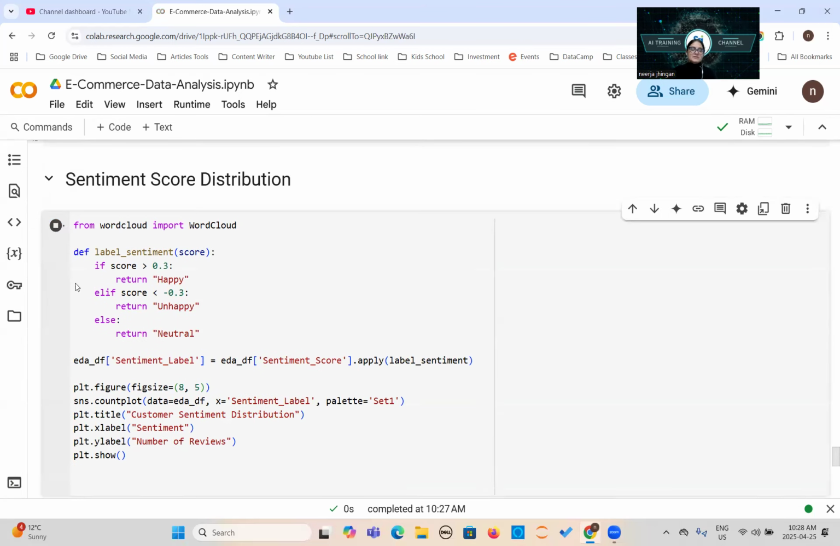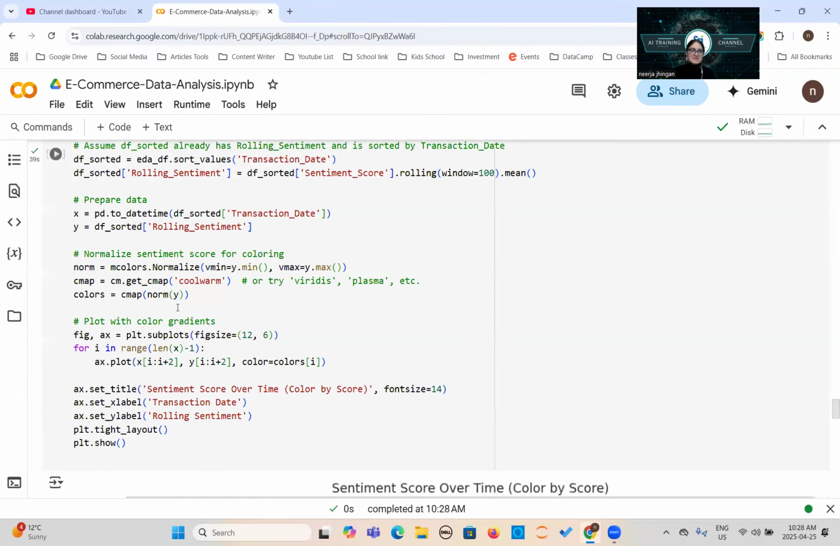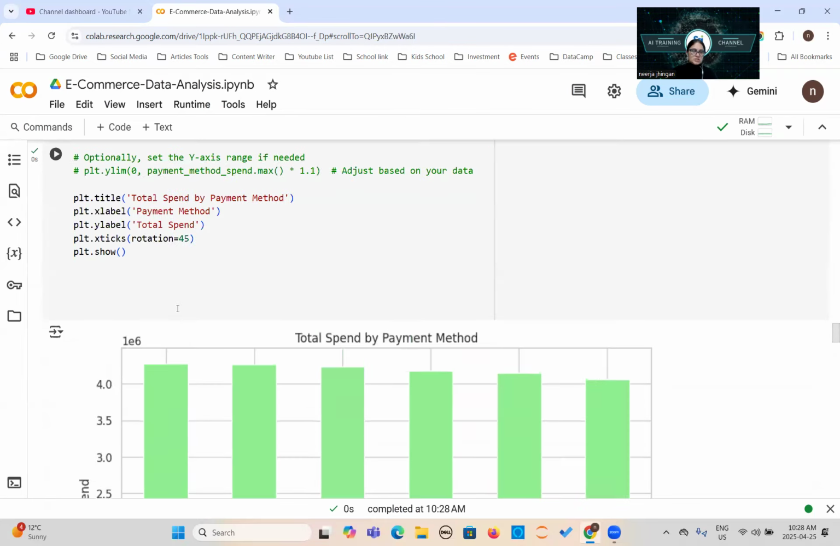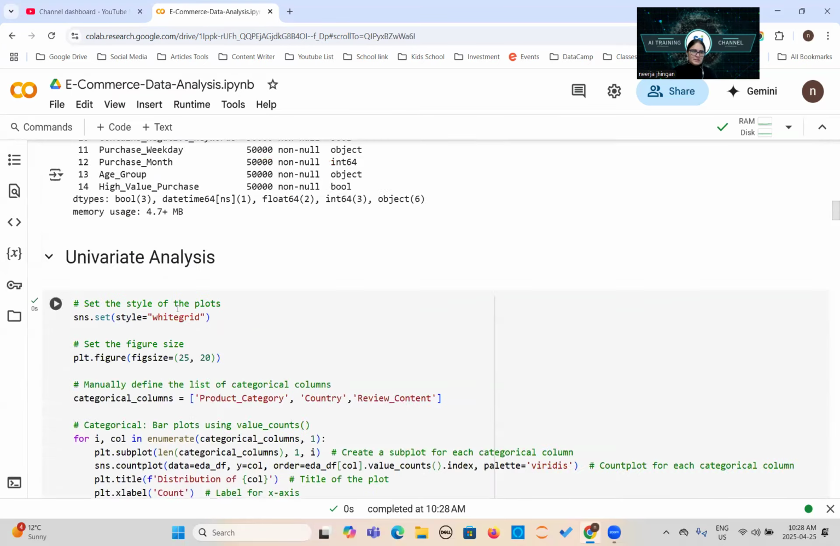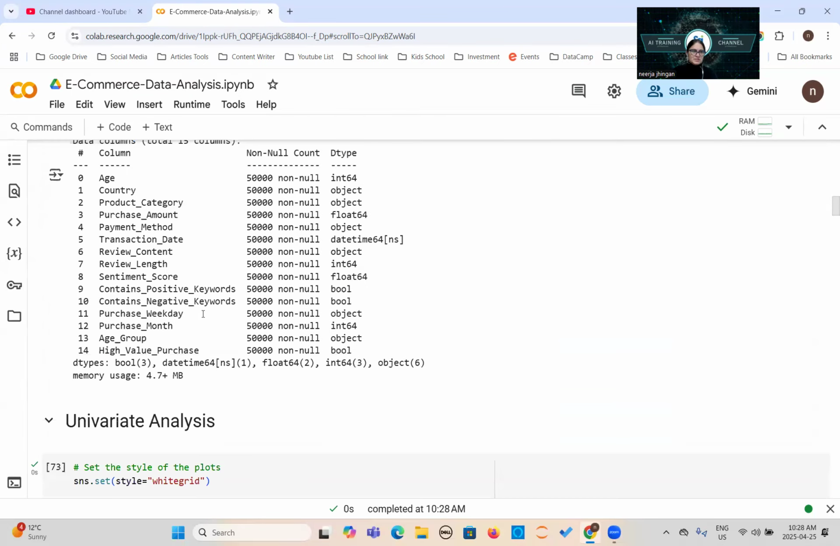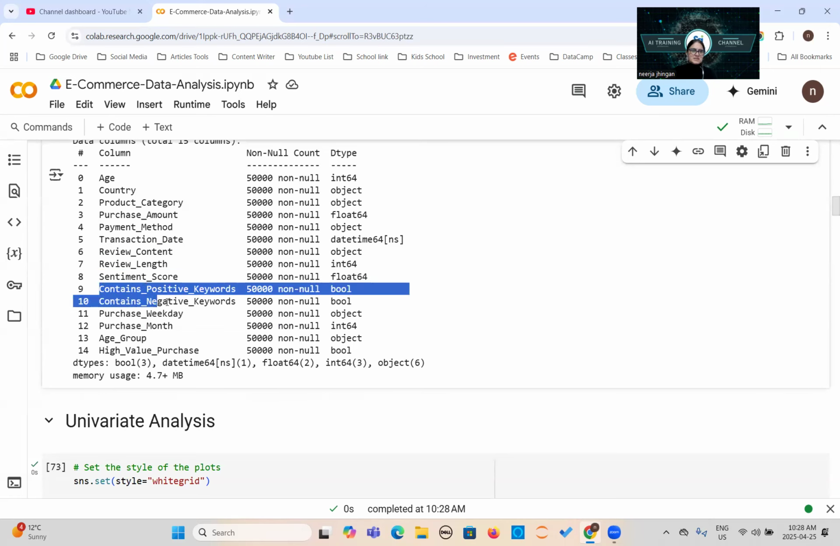Now we will start with the actual sentimental analysis. One more thing here: look at this. We now have the sentimental analysis data, the review content, review length, and sentimental score, and we also have a high value purchase column. So we are going to work on these two now.